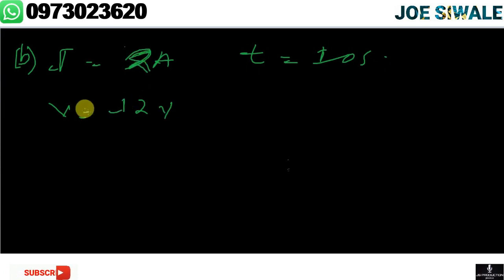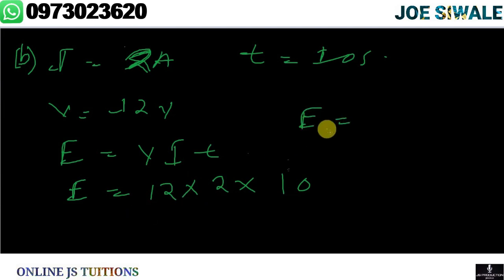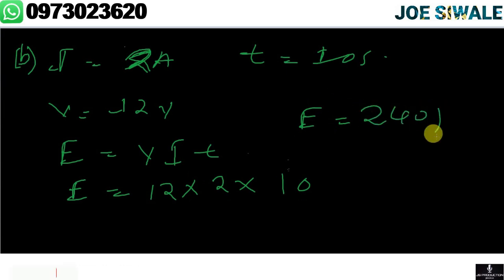So from this information I can use this formula. I'll say energy is equal to voltage multiplied by current multiplied by time. So energy is equal to my voltage, that's 12, multiplied by the current, that's 2, multiplied by the time, 10. So the energy is going to be 12 multiplied by 2 multiplied by 10, that's 240 joules.